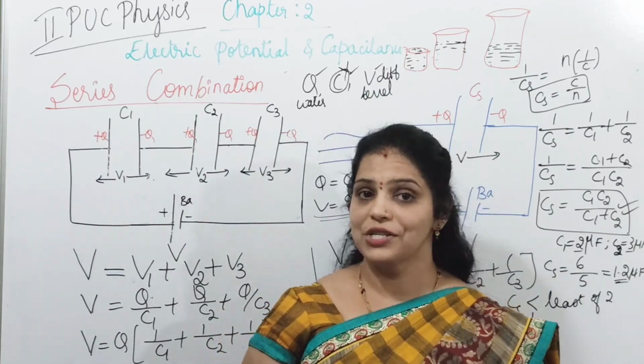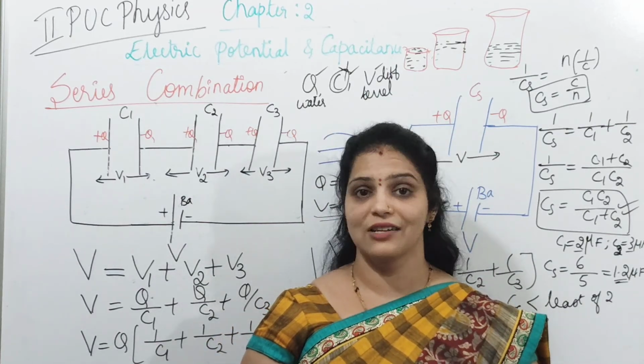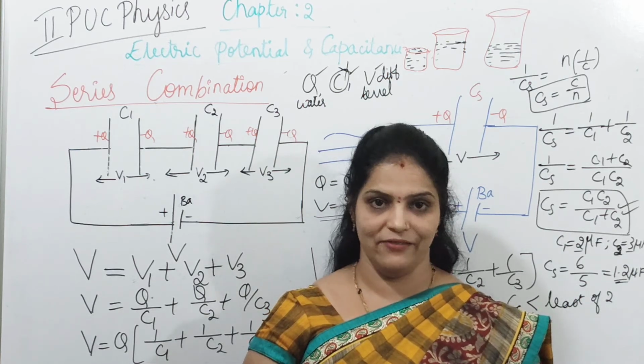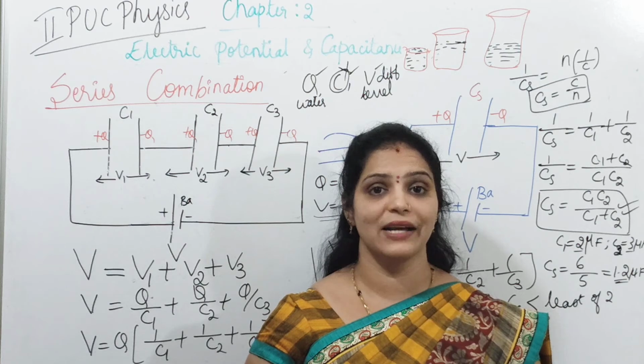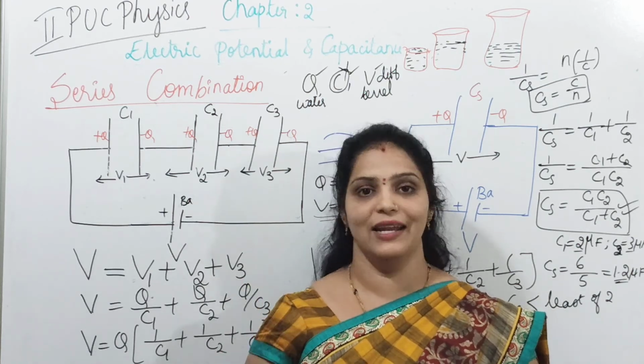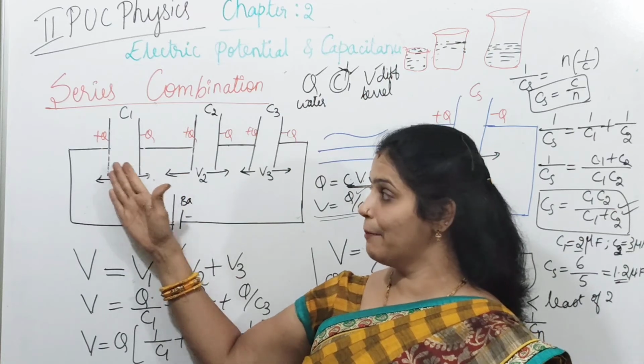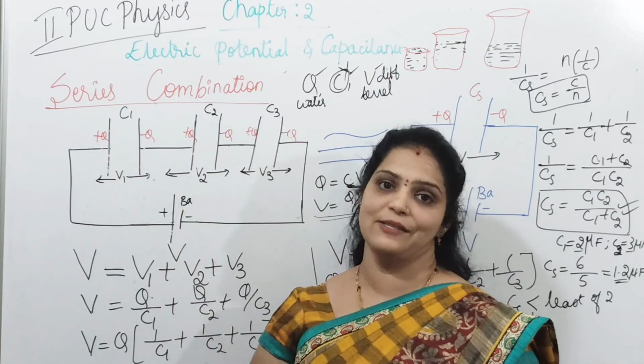And don't get confused with the question of capacitance of parallel plate capacitor. That is different. Capacitance of parallel plate capacitor is C equals epsilon naught A by d, and this is when parallel plate capacitors are connected in series.